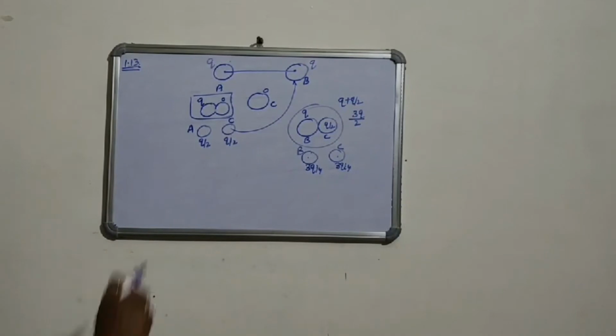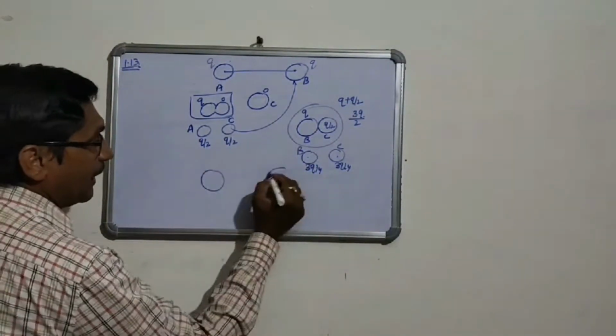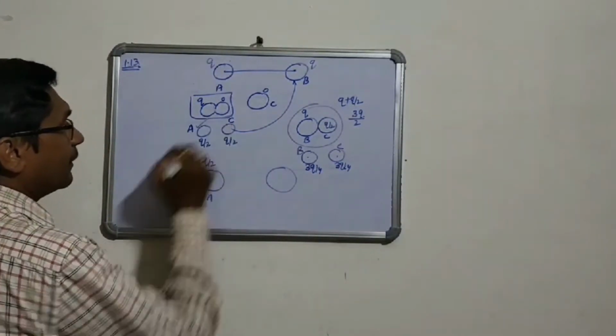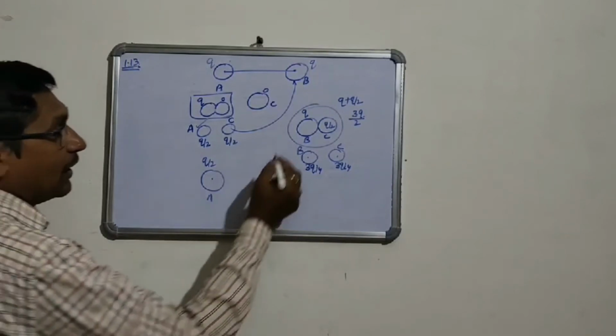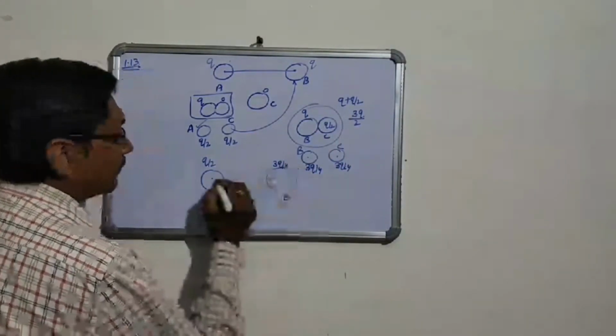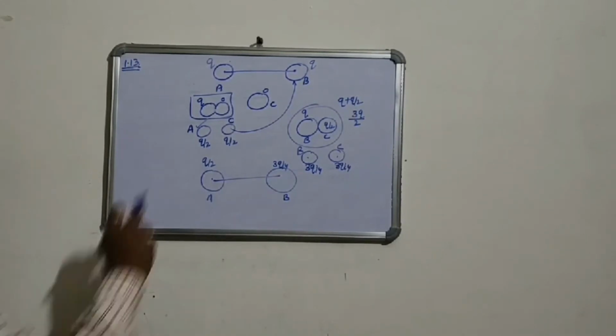Then what is the new force between A and B? So finally the charge on sphere A is Q by 2, and the charge on sphere B is 3Q by 4. Okay. Now the new force. What is the new force of repulsion between A and B?